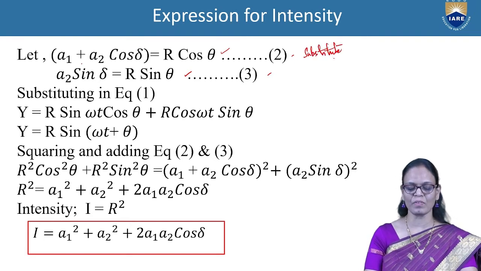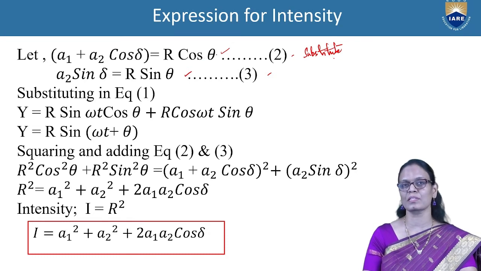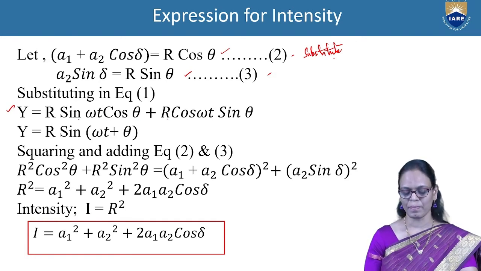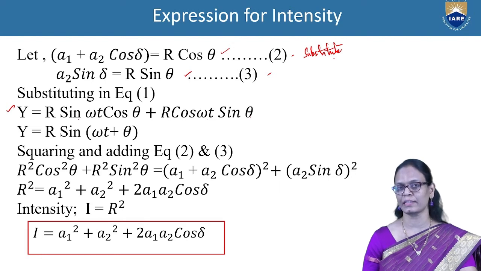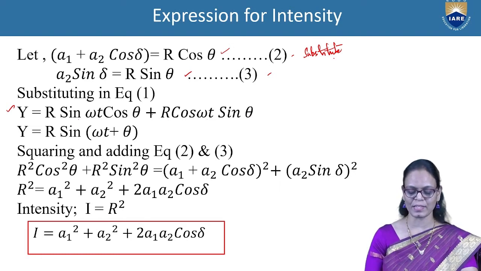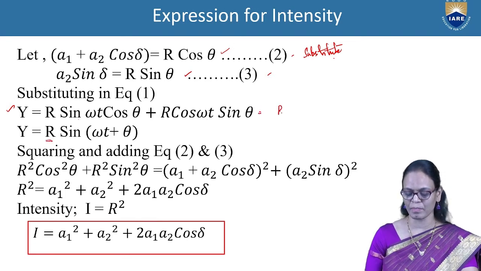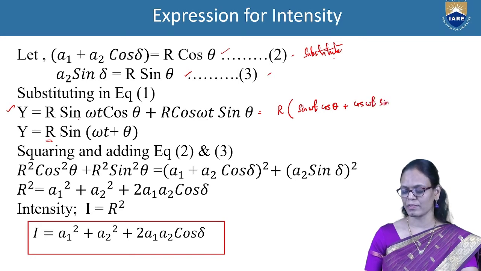So substitute A1 plus A2 cos delta is equal to R cos theta and A2 sin delta is equal to R sin theta and put it in equation 1. So what will be our equation y? Y will be equal to R sin omega t cos theta plus R cos omega t sin theta. So here in both the places I have R, so we are taking out R. So I can write it as R into sin omega t cos theta plus cos omega t sin theta.